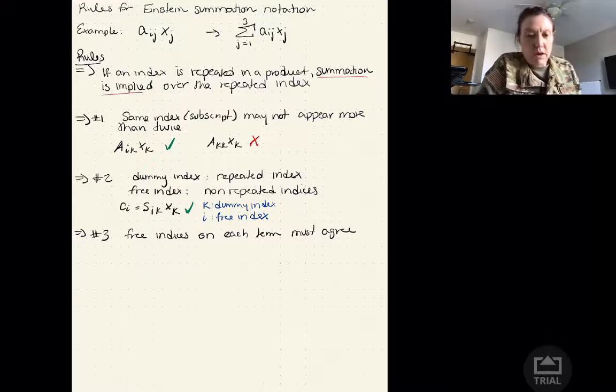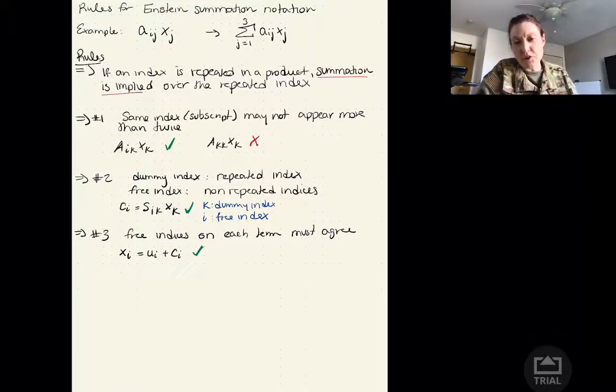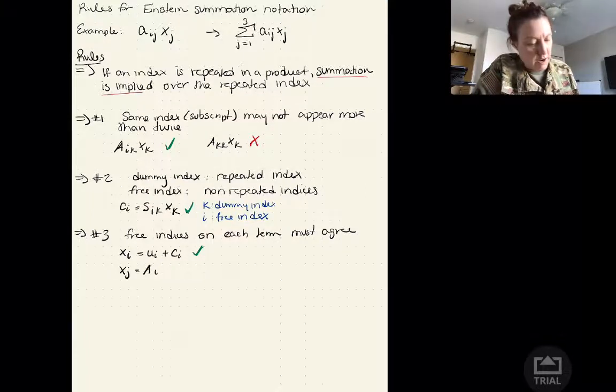So for example, x sub I equals u sub I plus c sub I. Okay, this is perfectly valid because every single term has a free index in it, and the dimensions agree basically. Now here's a not so good one. X sub j equals a sub I k u sub k. Notice we're summing over the k's. So we really needed either an I on the left-hand side of the equation, or that I on the right hand needs to be a j. So this is nonsensical. You don't want to write something like this because it doesn't make any sense.